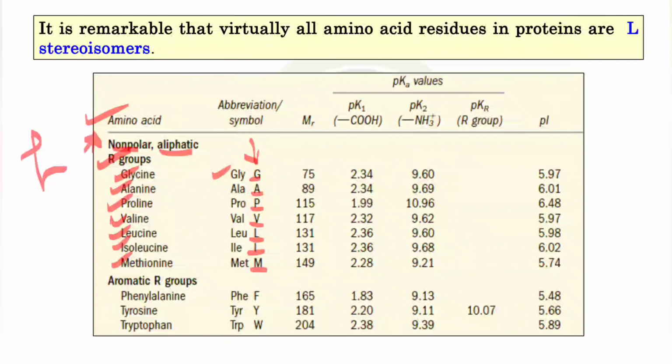And I have also mentioned the isoelectric point, so you can remember which of the following amino acids has the lowest pI or the highest pI. Apart from the aliphatic, we have aromatic R groups: phenylalanine, tyrosine and tryptophan are the 3 amino acids that are aromatic in structure. Phenylalanine has a 3-letter code of PHE, tyrosine TYR, and tryptophan TRP. Phenylalanine is represented by F. You have to remember it is not represented by P because P is for proline. Tyrosine is Y because T is for threonine, and tryptophan is W.